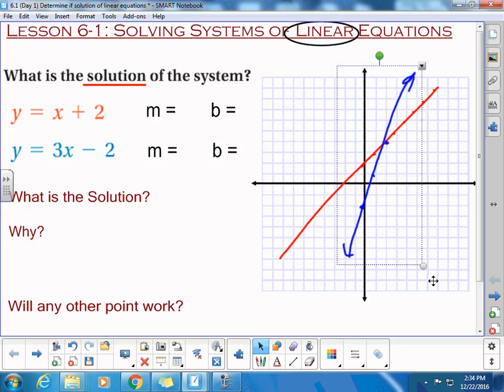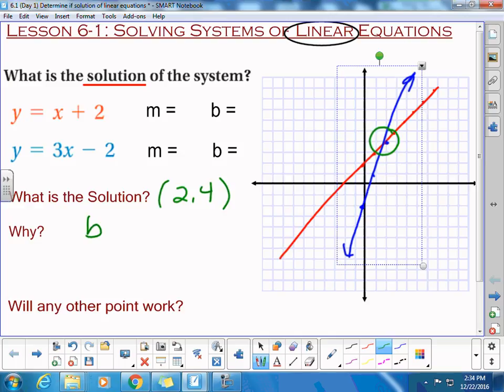If you want a solution to this system of equations, it's where the two lines intersect. So at this point, it will be the point 2, let's see, 1, 2, 3, 4. And why? Because that point would work in both equations. That point works in both equations.